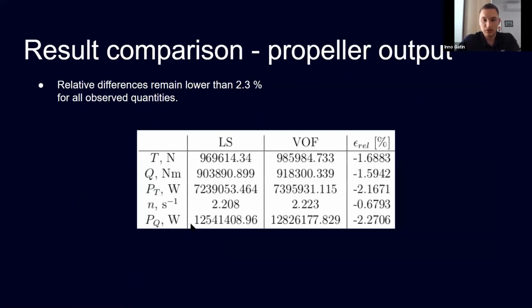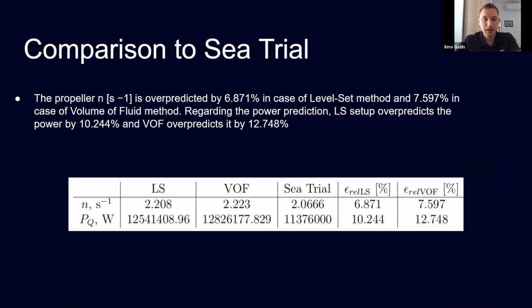What we need to know also is, since this is a self-propulsion simulation, the most important item is actually power being delivered to the propeller. And that's the last item here in the table. You can see that the difference between level set and VOF is around 2.3%, which is acceptable. Of course, since we have sea trial data, we can compare these values against real-world measured values. And we can see that for the rotation rate of the propeller we have around 7% error, and for power delivered to the propeller, 10 and 12%, which is on the high side.